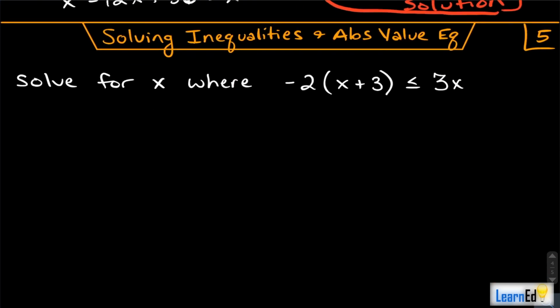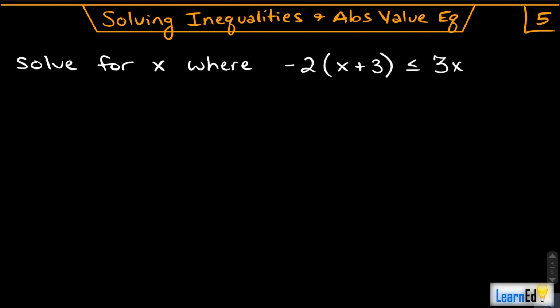So moving on to our first question for solving inequalities and absolute value equations. Number 5, we want to solve for x where -2 times the quantity x plus 3 is less than or equal to 3x. The only thing that separates this from just a regular equation is that inequality sign. With that, the only thing we need to be careful about is that we know when to flip the sign and when not to. So let's go through and solve this problem.